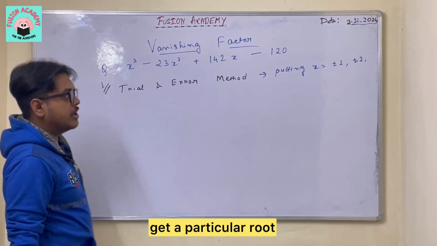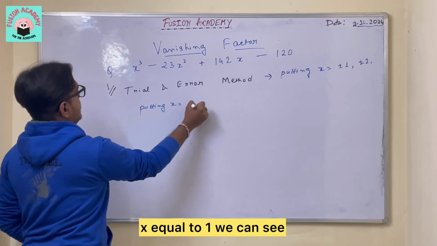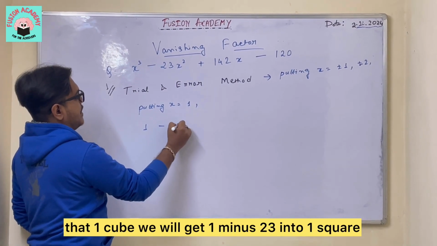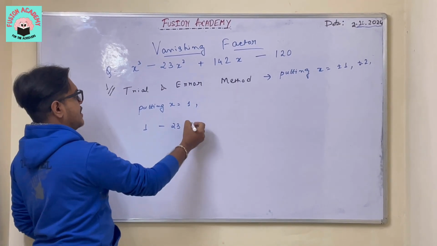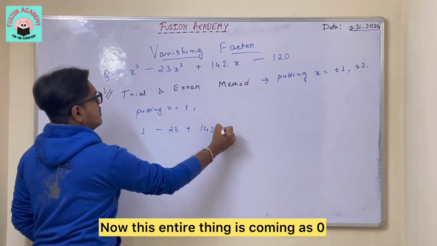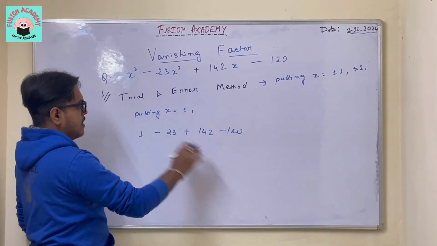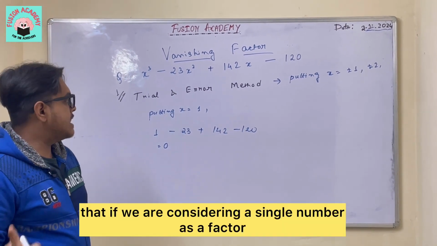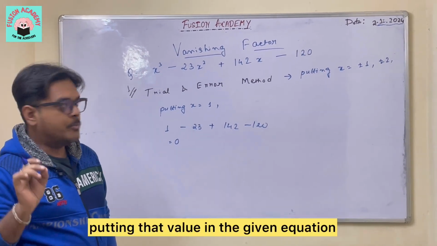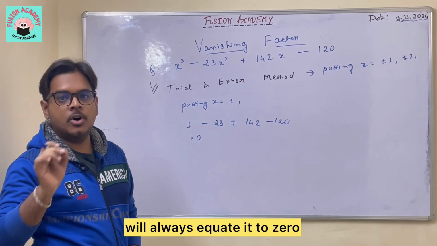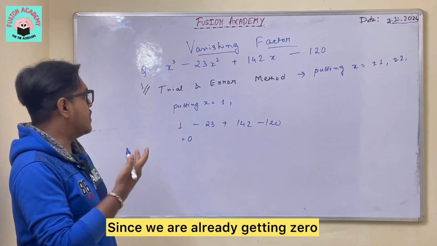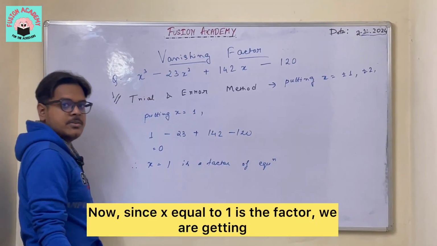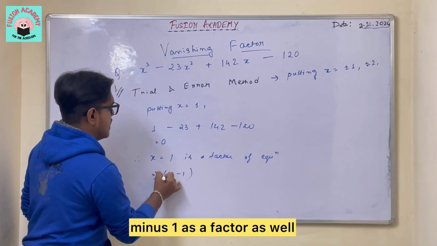Here, for x equal to 1, we can see that 1 cube we will get 1, minus 23 into 1 square, that is 1, that is minus 23, plus 142 minus 120. Now this entire thing is coming as 0. In algebra we know a thing, that if we are considering a single number as a factor, putting that value in the given equation will always equate it to 0. Since we are already getting 0, x equal to 1 is a factor.